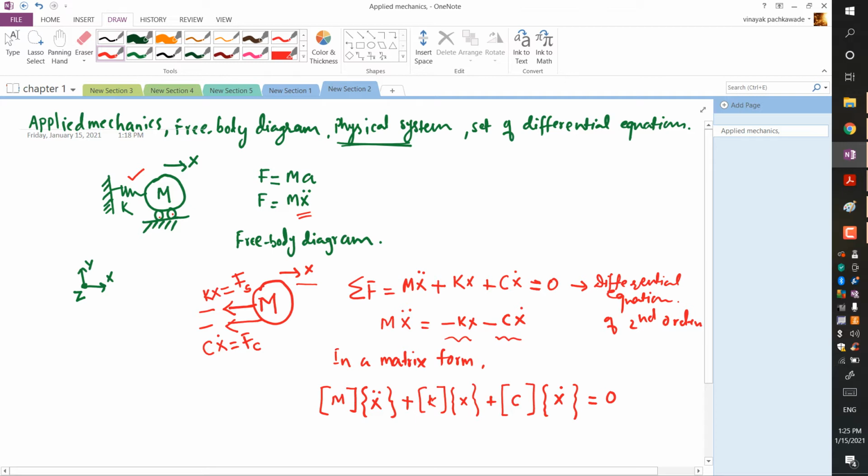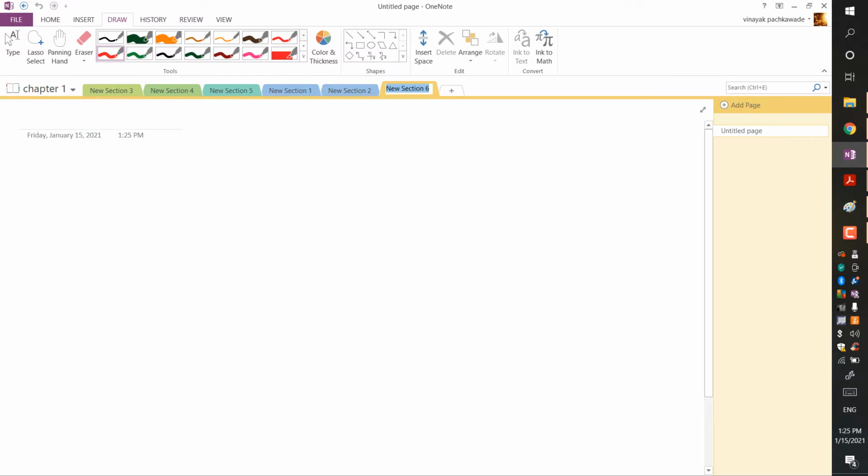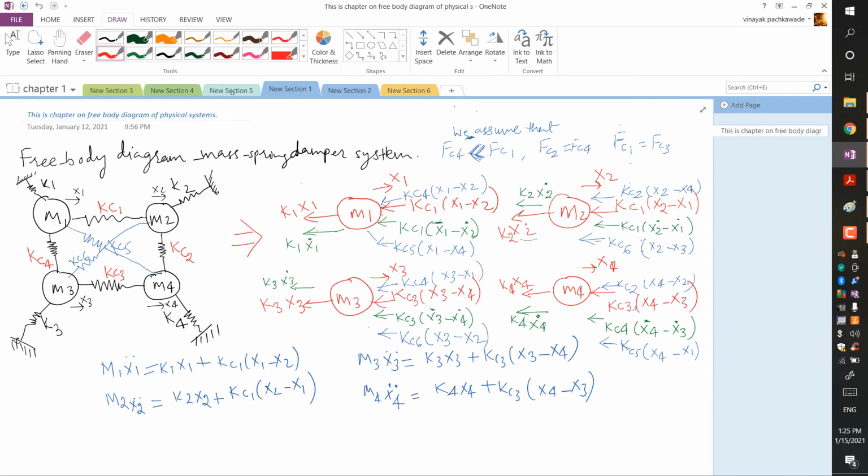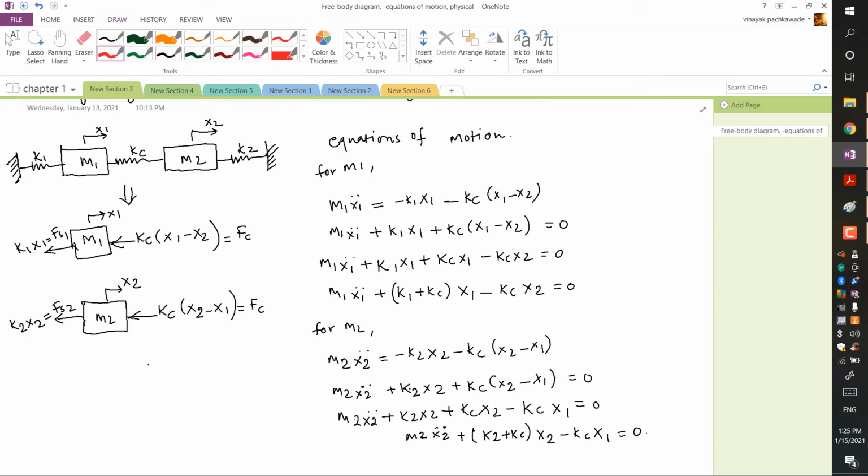So this is how we can have the free body diagram for a physical system, and based on that we can derive the differential equation. We'll see now how, from this matrix form, we can obtain eigenvalues and eigenvectors. This is a classic mechanics problem. Let us understand how we can obtain the expression for two masses, for instance, instead of one.